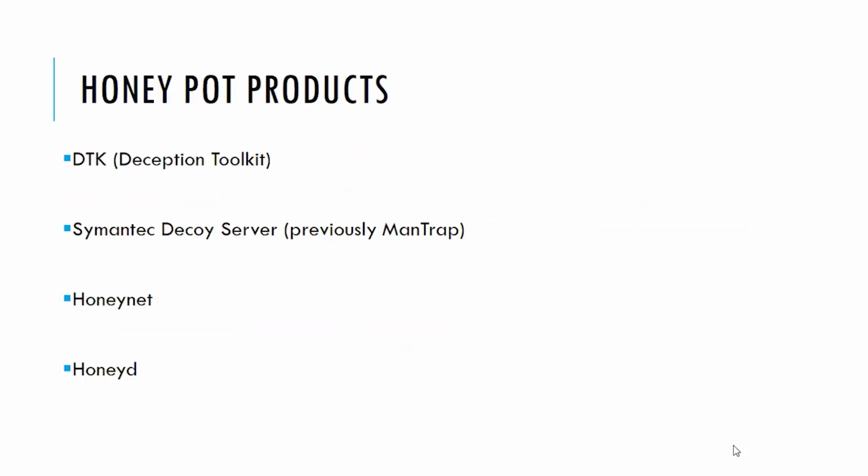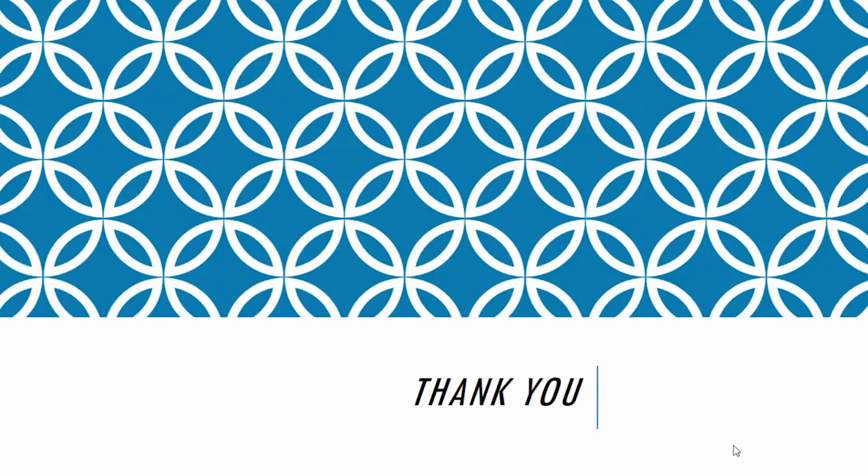Some of the well-known honeypot products over history have been the Deception Toolkit, the Symantec Decoy Server, previously named Mantrap, HoneyNet, or HoneyD. These were software intended to be honeypots that were installed on systems and sometimes on a full network to convince the attacker that there is a vulnerable machine or a vulnerable network here. Come and try your attacking techniques, and then you can collect evidence and know more about his attacking techniques. Thank you.